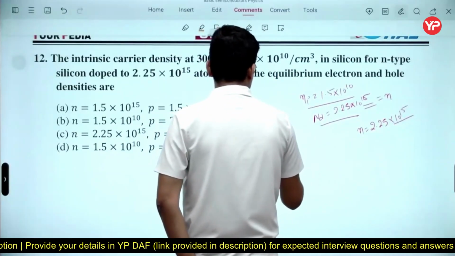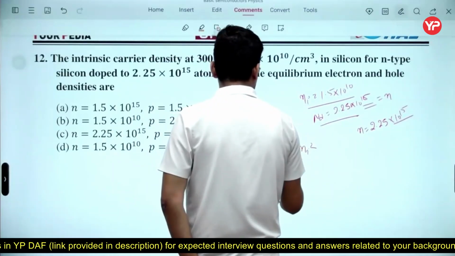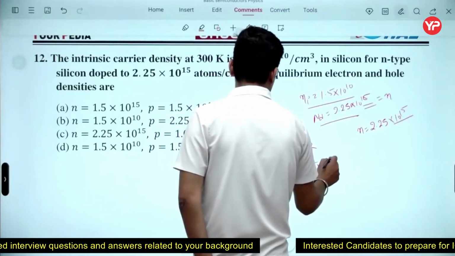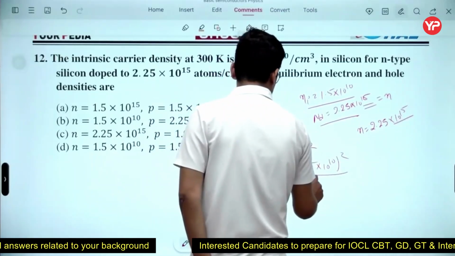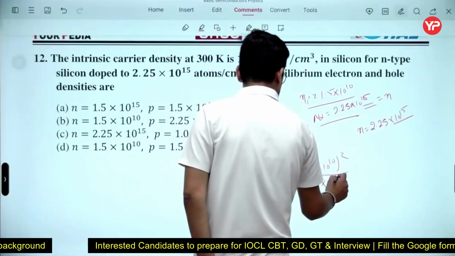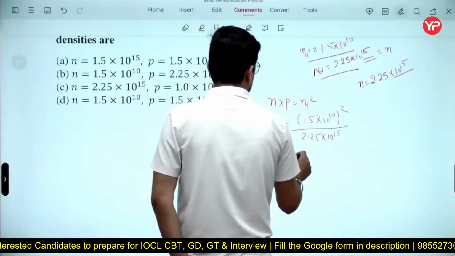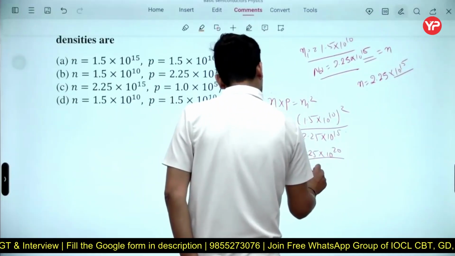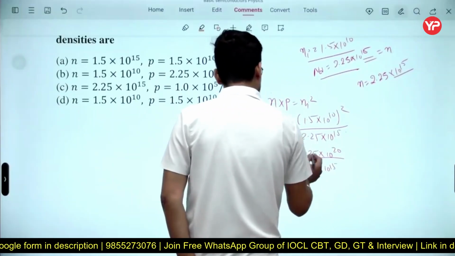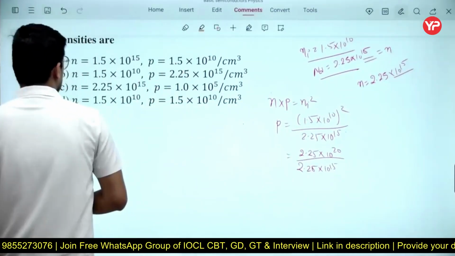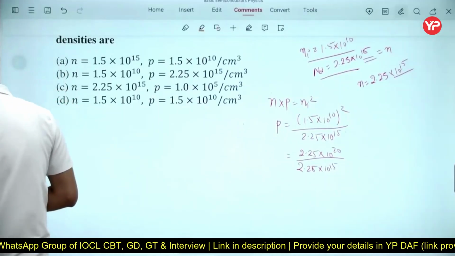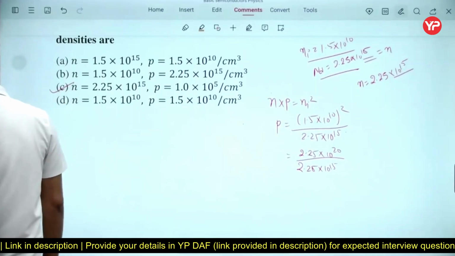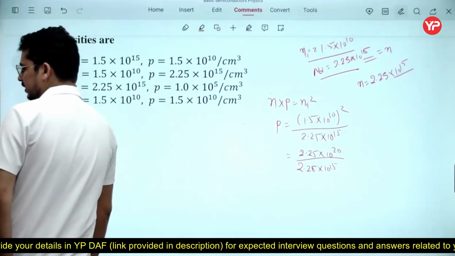Now N into P is equal to what? Ni square. So the P value is Ni, which is 1.5 into 10 raised to power 10, whole square, divided by 2.25 into 10 raised to power 15, right? So we get 2.25 in the numerator into 10 raised to power 20 divided by 2.25 into 10 raised to power 15. If you solve it, you will get 10 raised to power 5. So C will be the correct answer, not B. C is the correct answer.